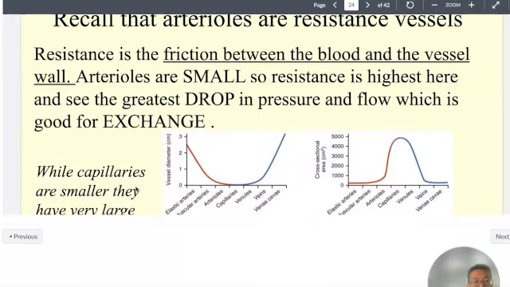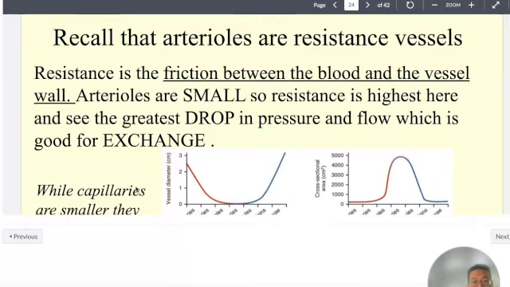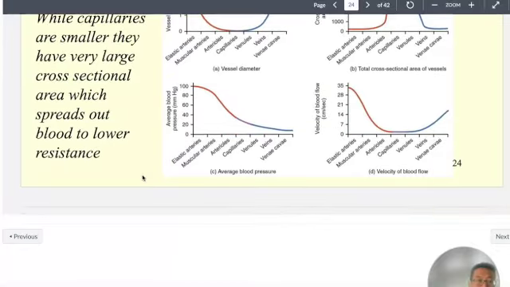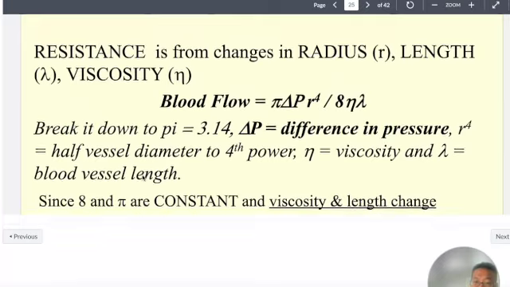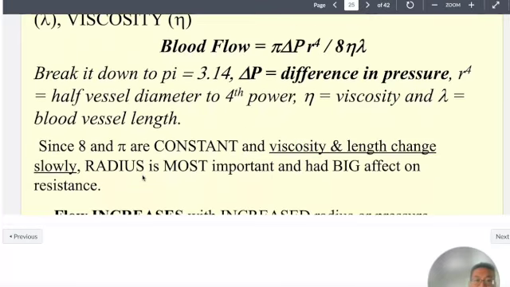Arterioles are resistance vessels. Remember in the beginning we talked about how it slows it down so that it will give a chance for the capillaries to do their exchange. You don't have to know this formula, but if you want, here it is.